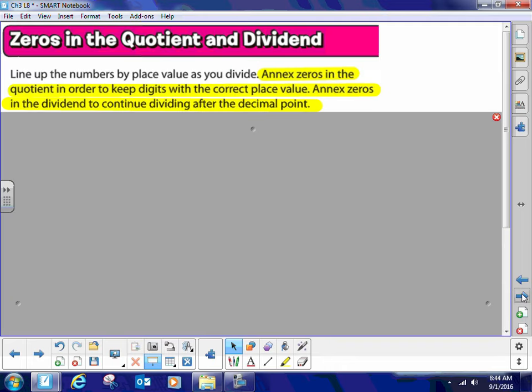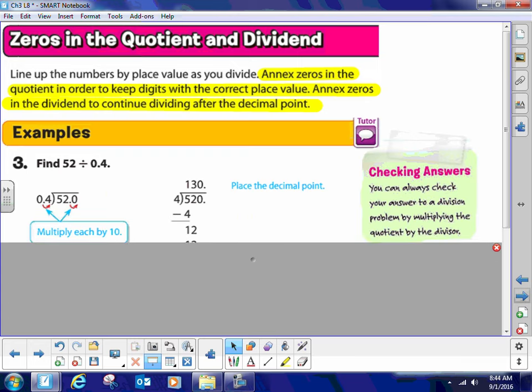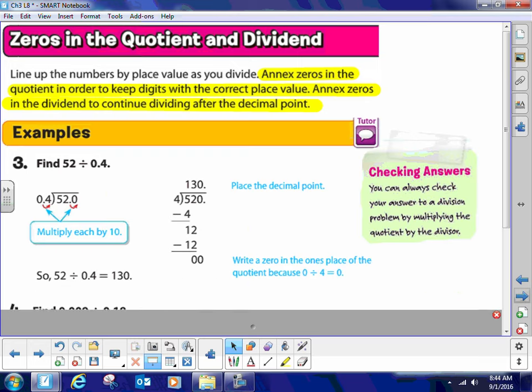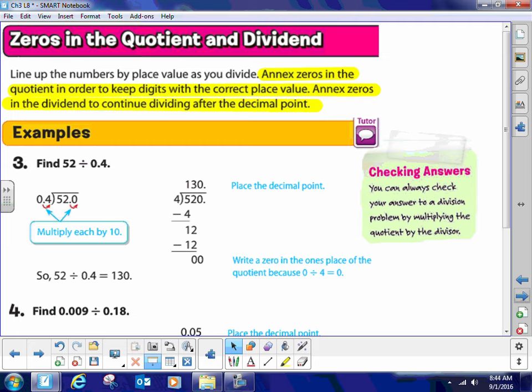Okay. Zeros in the quotient and dividend. Okay? Line up the numbers by place value as you divide. Annex zeros in the quotient in order to keep digits with the correct place value. Annex zeros in the dividend to continue dividing after the decimal point. Okay, we know that part, but the part that they're trying to show you is, what did I do?